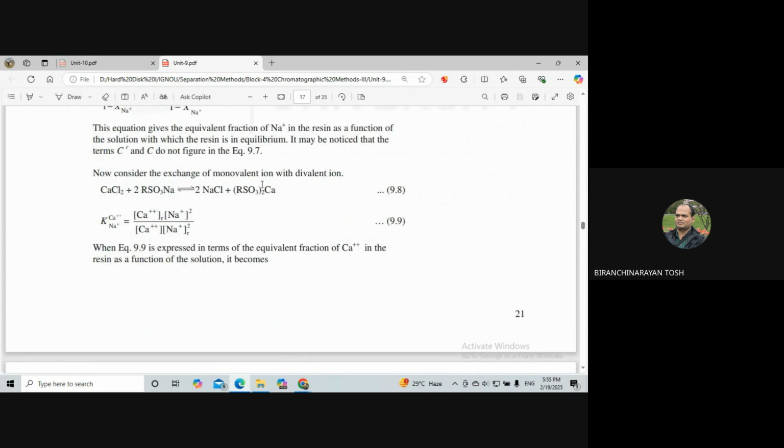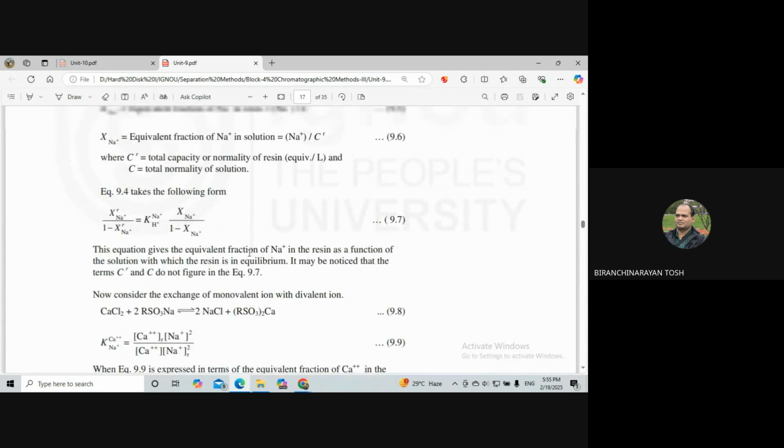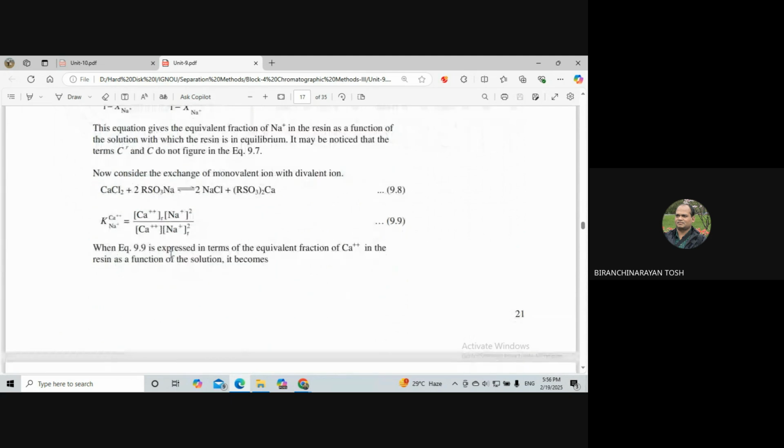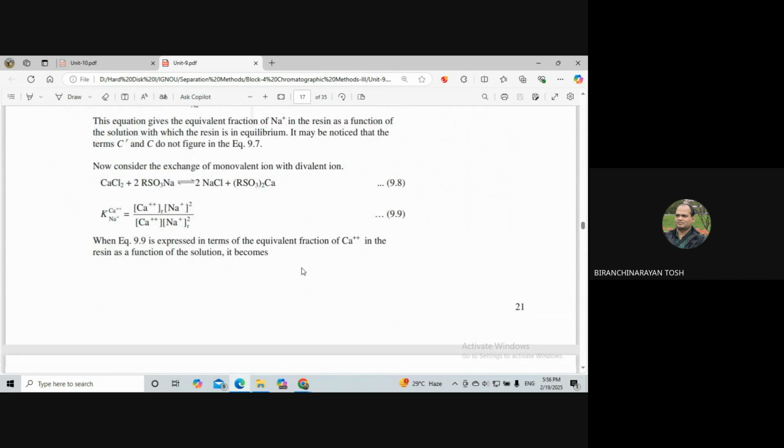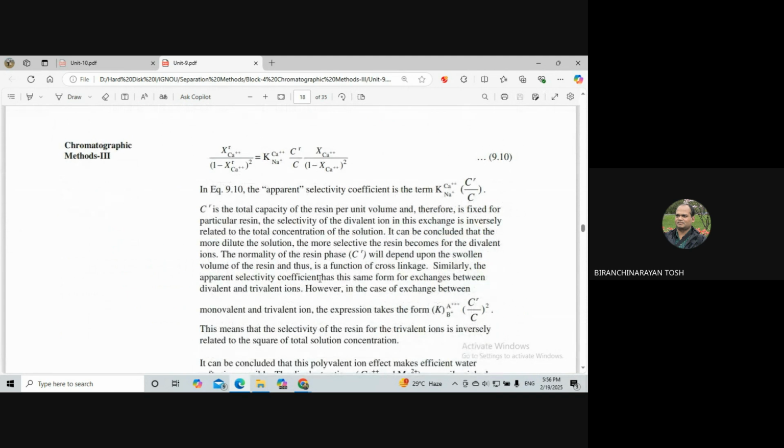Similarly, for monovalent with divalent ion exchange, a square term will be there. So in this case, the capacity or concentration will play a role, because this term is squared, so the C term will come here. Cr is the total capacity of the resin. The normality of the resin phase will depend upon the swollen volume of the resin.